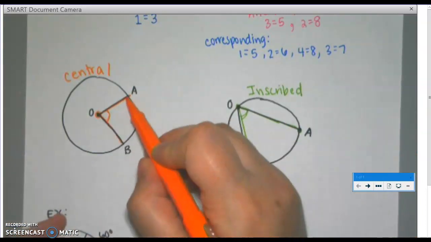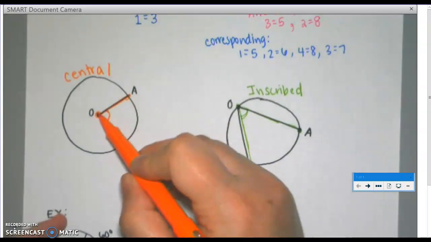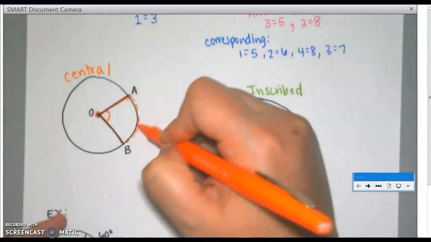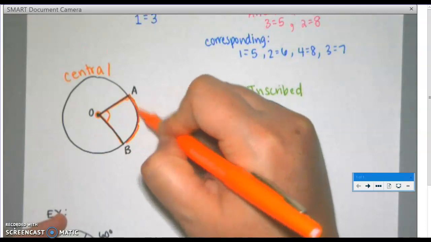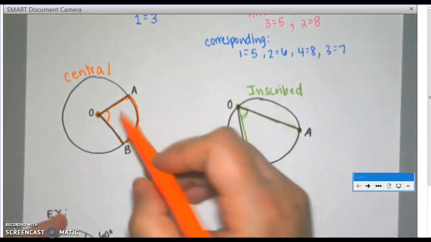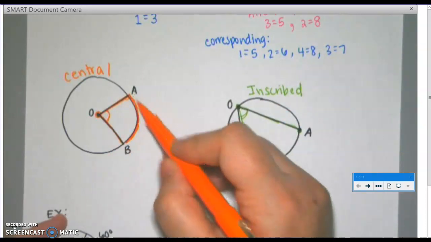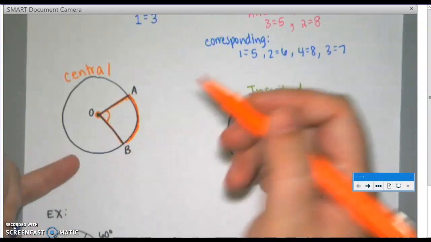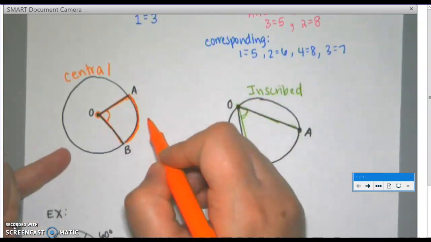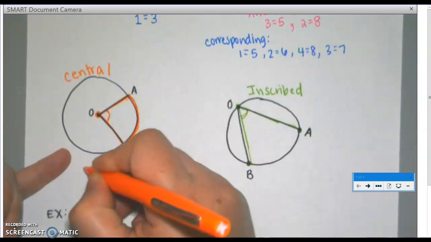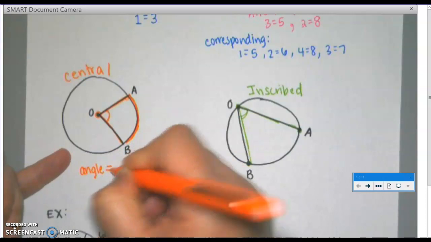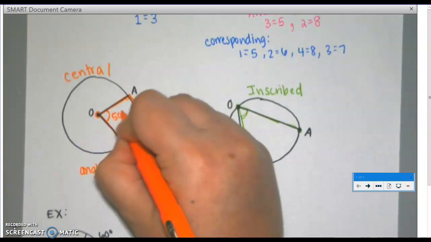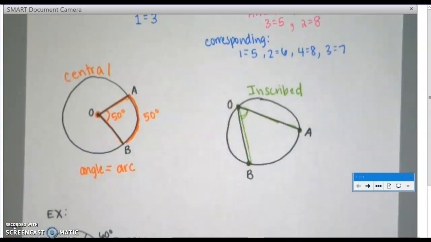So if you look at the way I colored in this angle, the arc that is being cut by this angle is arc AB. So AOB is the angle, AB is the arc. And there's a relationship between those two. In a central angle scenario, the angle equals the measure of the arc. So if this was 50 degrees here, then this arc is also 50 degrees.